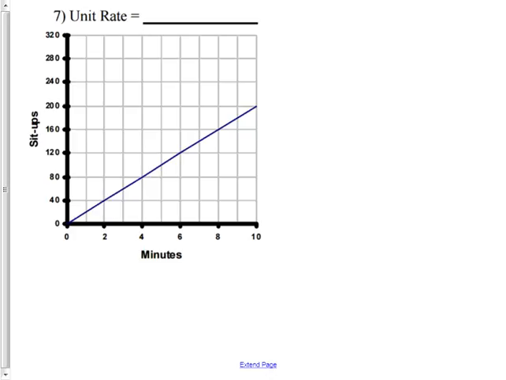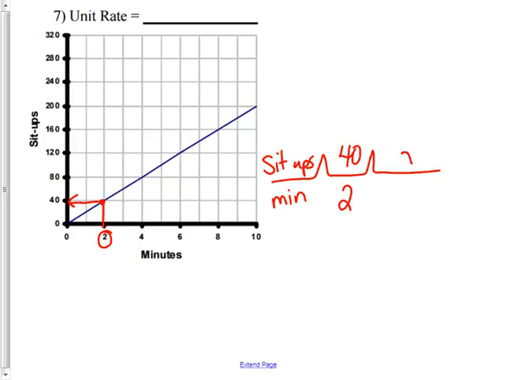So I would say look at the 2 and say, well, in 2 minutes, we can do 40 sit-ups. So if I set that up on a bridge map, we're looking at the number of sit-ups per minute, and the relationship that we know is that we can do 40 sit-ups in 2 minutes. What we want to know is how many sit-ups can we do in 1 minute? Well, 2 divided by 2 is 1, so 40 divided by 2 is 20. We can do 20 sit-ups per minute.